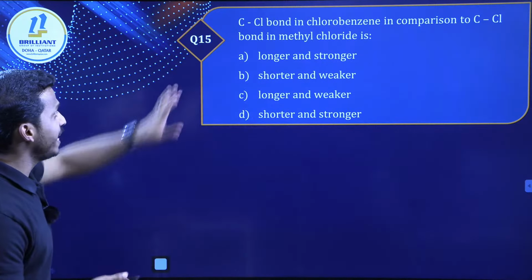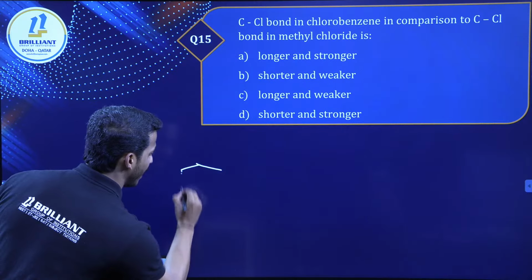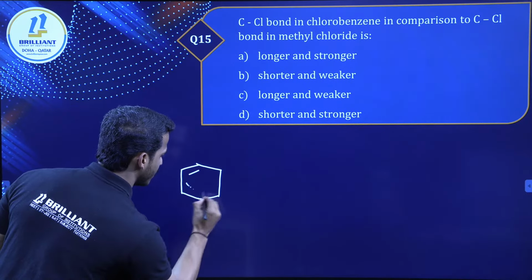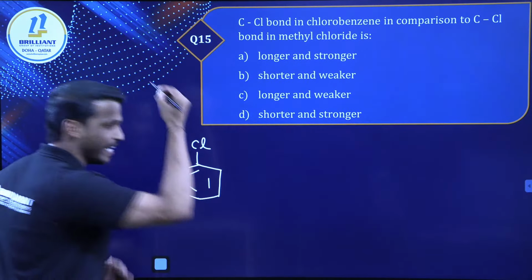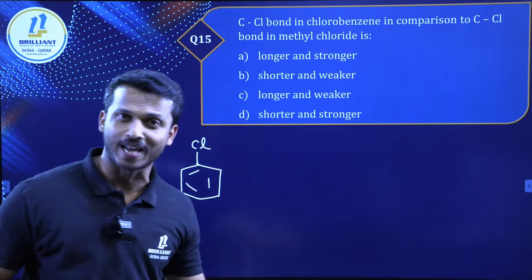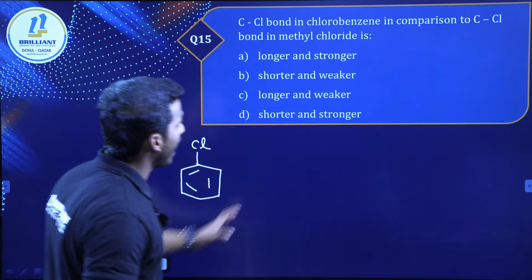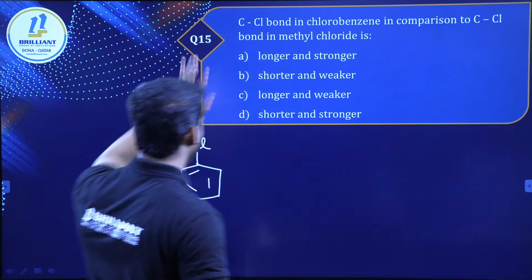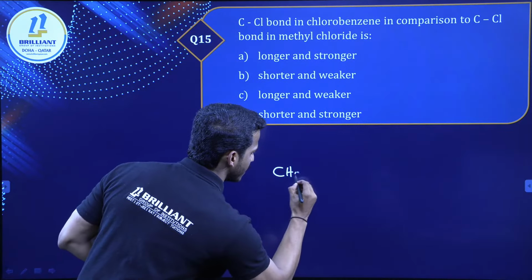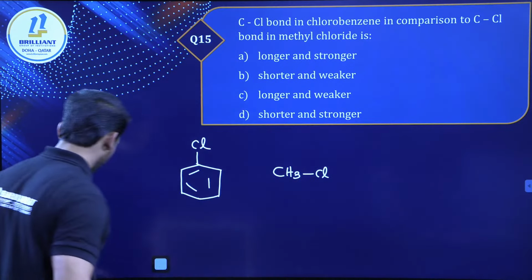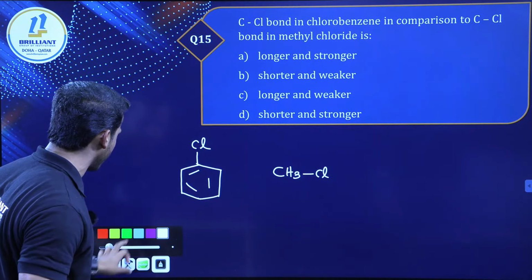Okay, so dear all, the C-Cl bond in chlorobenzene. Let me take chlorobenzene first. This is nothing but chlorobenzene. You can see chlorobenzene now. Chlorobenzene and which one, dear all? Methyl chloride. What is methyl chloride? CH3Cl. It's very simple and we studied the reason many times.